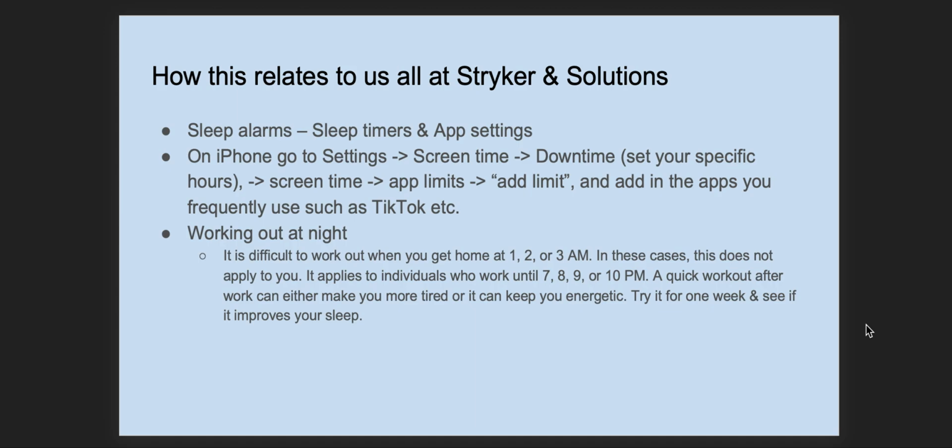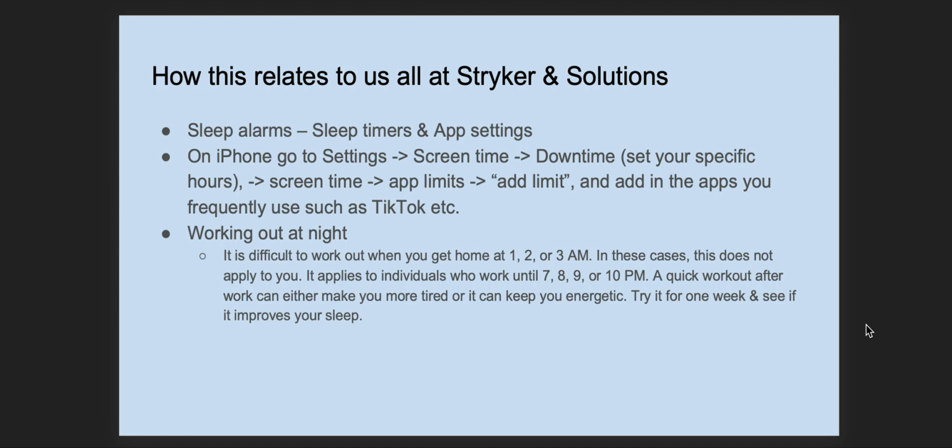So if you go to settings, screen time, downtime, set your specific hours that you want downtime so your phone does not give you any notifications of messages. Go back to screen time, click add limits for app limits, and then add in the specific apps that you want to add that have whatever duration. So let's say you go on TikTok, Facebook, whatnot, just add in those specific applications, and it'll say how many minutes would you like a day.